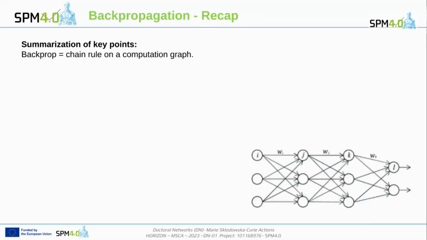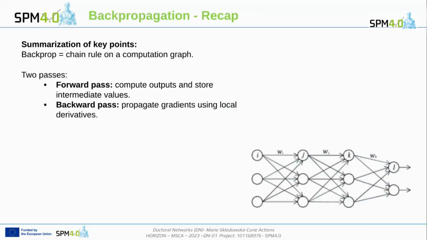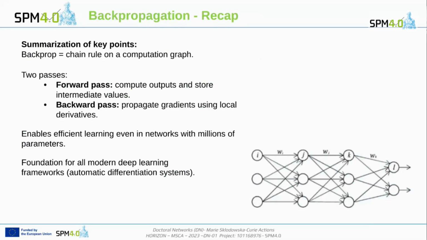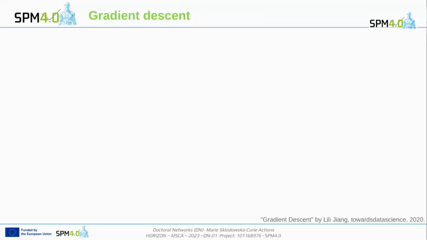Okay, this is the correct slide. So again, backpropagation is just the chain rule on the computation graph, backwards. We have the forward pass, which computes the outputs and stores the intermediate values, and then the backward pass, which calculates the gradients using the local derivatives. It's very efficient, and basically every deep learning method uses backpropagation. It's also called automatic differentiation. Next up is gradient descent, but do you want to pause here or continue directly? Okay, good.